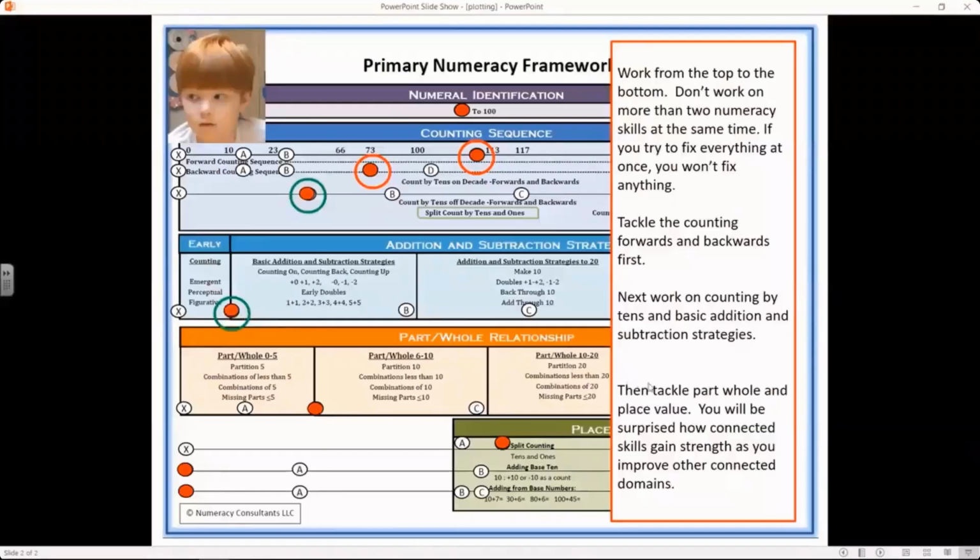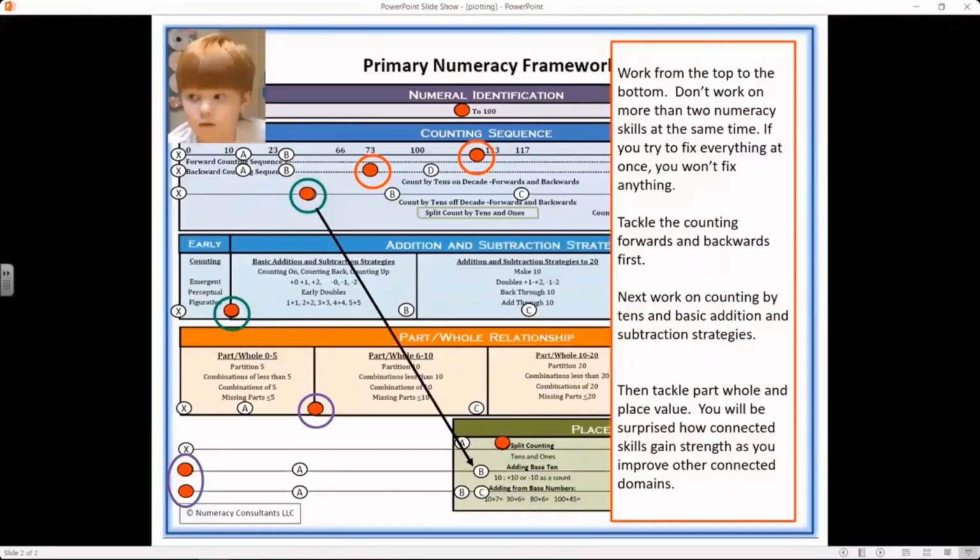And then here's what's important too. It says, then tackle the part, whole, and place value, which are right here. But here's what's great about this: you will be surprised how connected skills gain strength as you improve other connected domains. That sounds really confusing, but what that means is when his counting by tens improves, his knowledge and understanding of place value is going to move too. So by the time you fill in these 2 skills and get down here, the place value might already have moved.